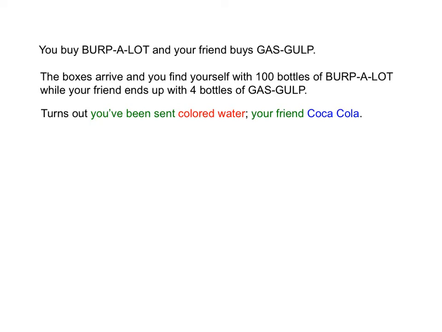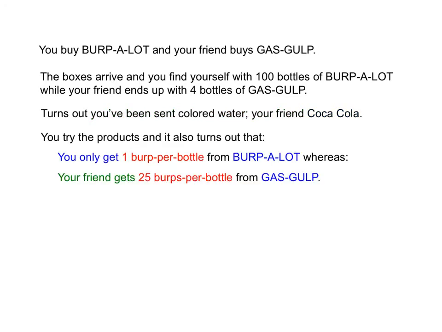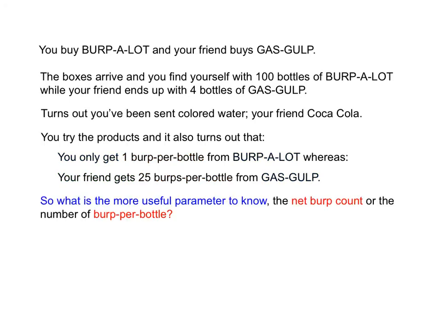Your friend, Coca-Cola. So you guys try the products out, and it turns out that you, with your 100 bottles, get 1 burp per bottle. Whereas your friend, who's drinking Coca-Cola, gets 25 burps per bottle. Both the boxes are going to give you 100 burps, but what's the more useful parameter to know? The net burp count or the number of burps there are per bottle?